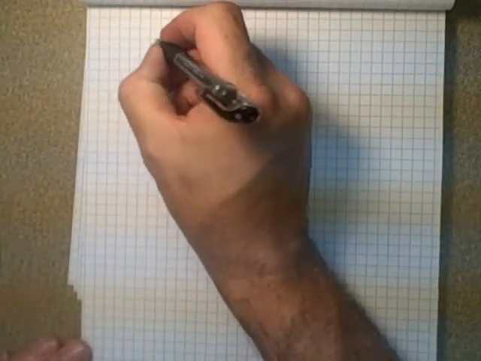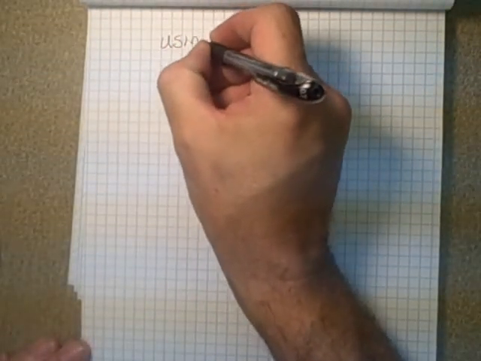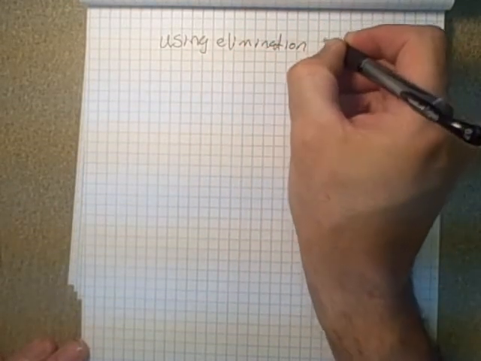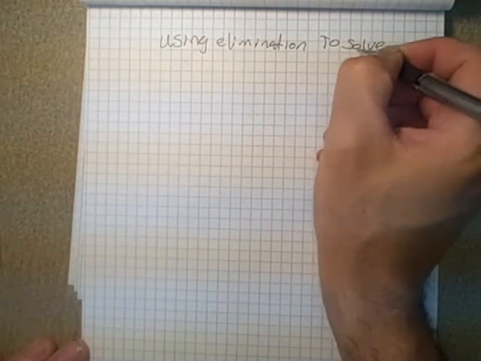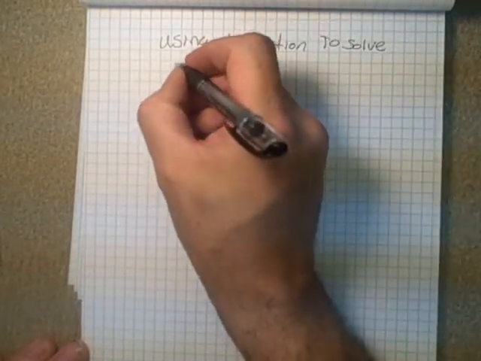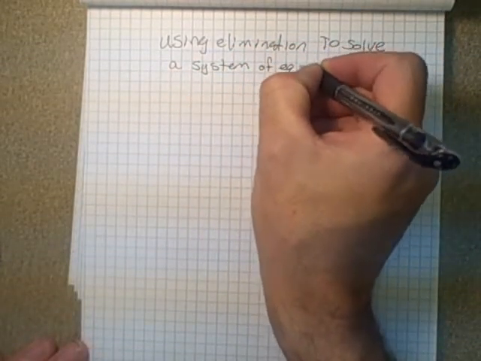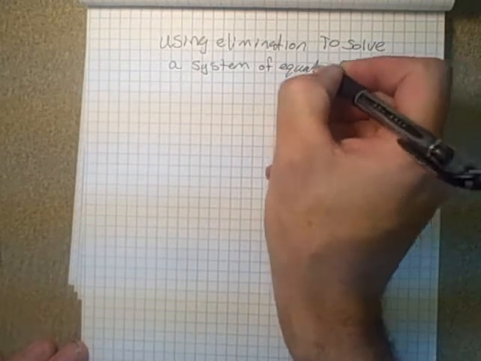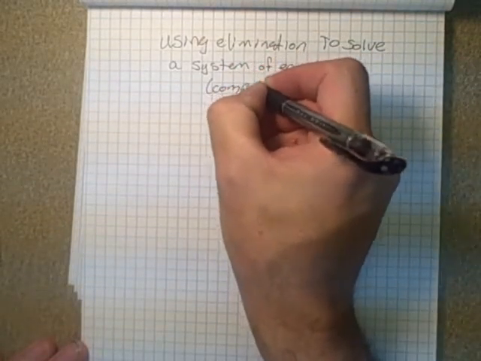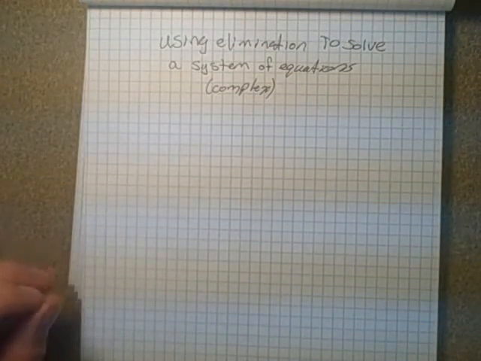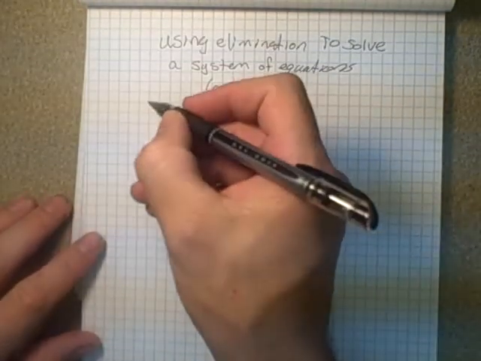So this would be using elimination to solve a system of equations. And this is a little more complex example. Okay, we're still going to be using the same method that we looked at in the original examples that we did in the last tutorial. But in this tutorial, we're going to use a little more complex example.